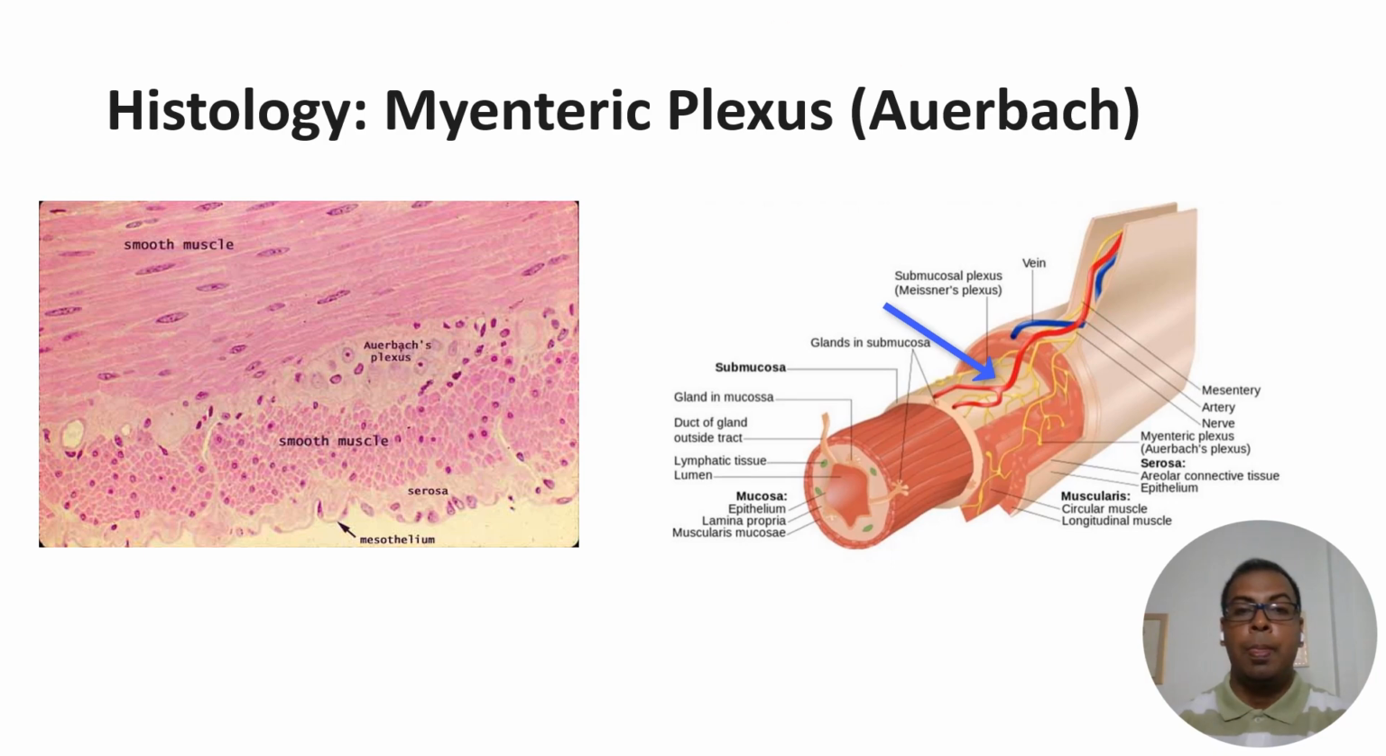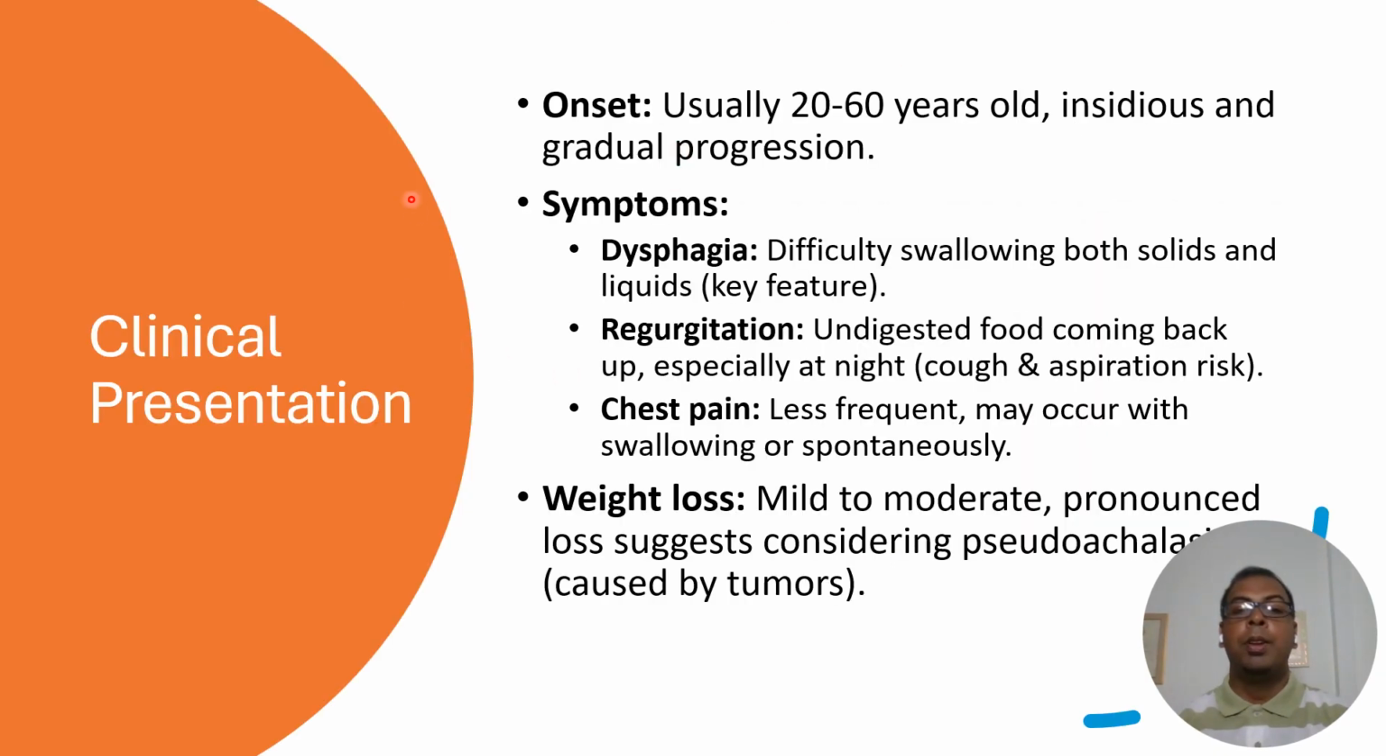All right, so the clinical presentation of achalasia, the onset is usually between 20 to 60 years old. It's insidious and gradually progressive. So the primary symptom that patients would present with is dysphagia or difficulty swallowing. An important feature to know about the dysphagia is that these patients will have difficulty swallowing both solids and liquids.